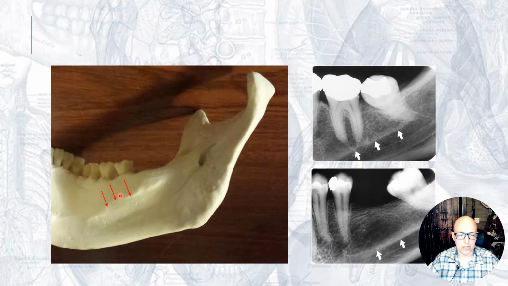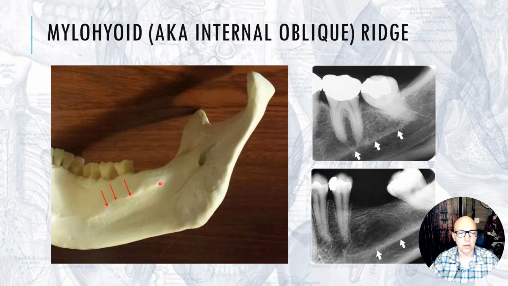And so this one, instead of external, we're looking on the lingual surface, and this would be the internal oblique ridge, or I think more commonly it's named after the muscle that attaches there, which is the mylohyoid. So that's the mylohyoid ridge, which is my default name for this rather than internal oblique. But you can call it internal oblique.